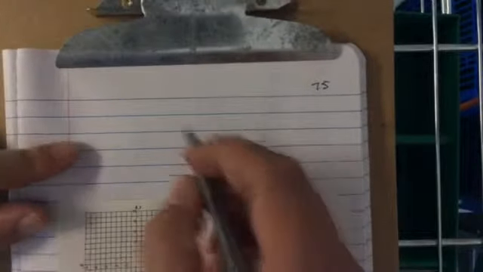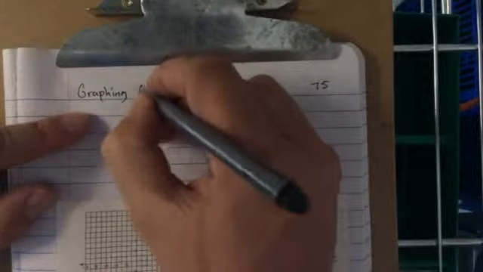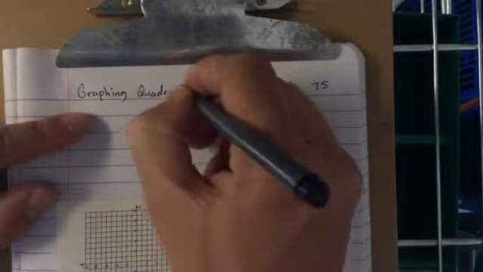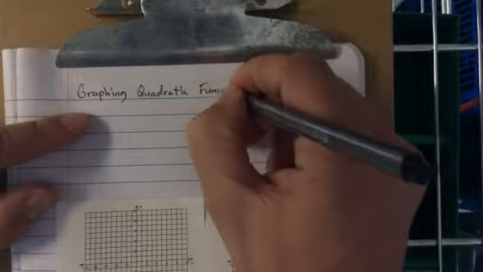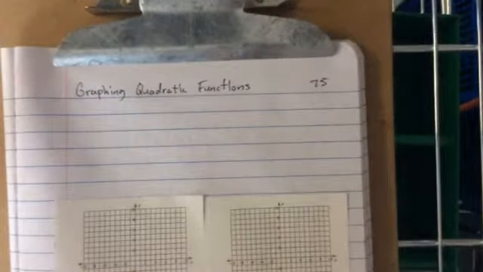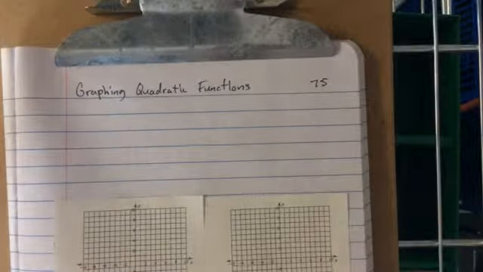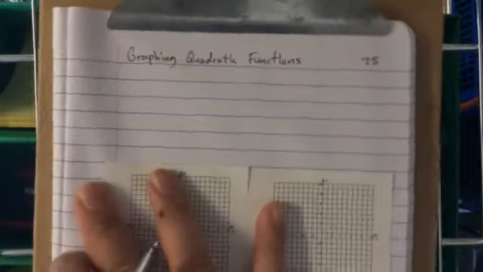Page 75. At the top, graphing quadratic functions. I'd rather graph it. Graphing is a whole lot easier. You guys know I don't have exactly the most perfect handwriting. I know. He just said this is what graphing is and wrote a B on his graph. Okay, so graphing quadratic functions.